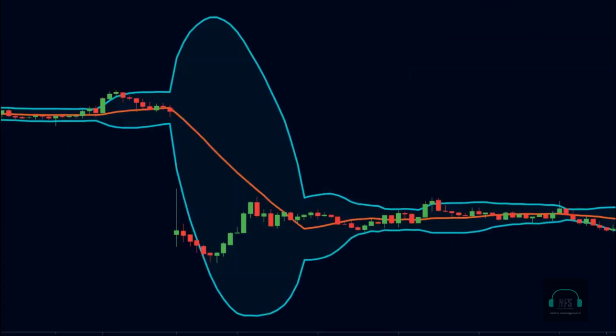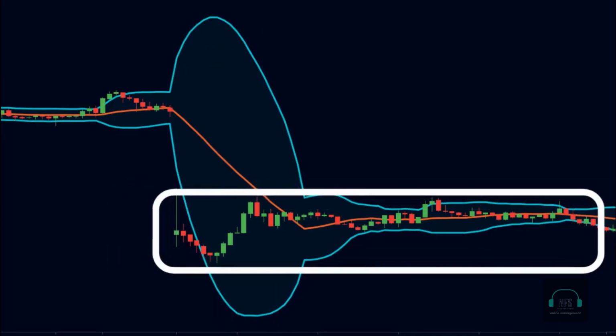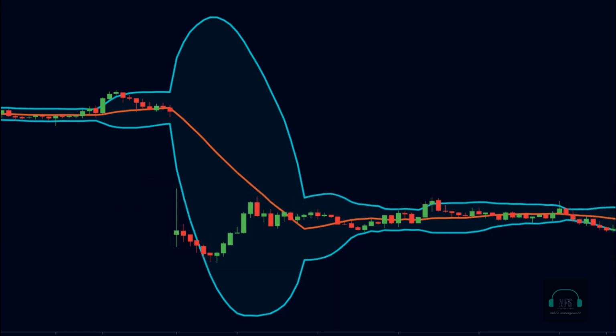On the other hand, when the Bollinger Bands become overextended, it can be an indication that the trend has exhausted and is about to end. Hence, it provides an opportunity to book profits.